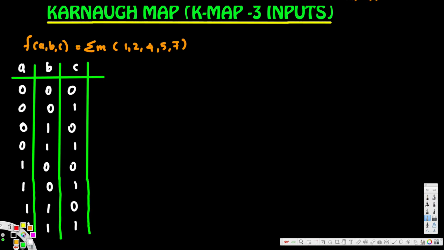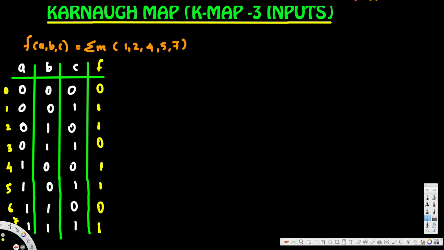Okay, now let's look at the positions. This is position 0, 1, 2, 3, 4, 5, 6, 7. And when they say sum of min terms, these are the positions where we have 1. First we have 1 at 1, so 1 here, and at 2 we have 1, at 4 we have 1, at 5 we have 1, at 7 we have a 1. Others are going to be 0. This is 0, this is 0, this is 0.